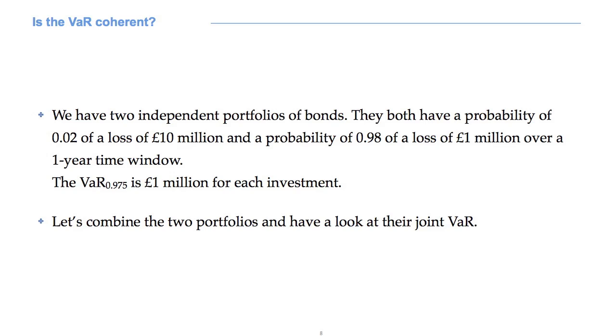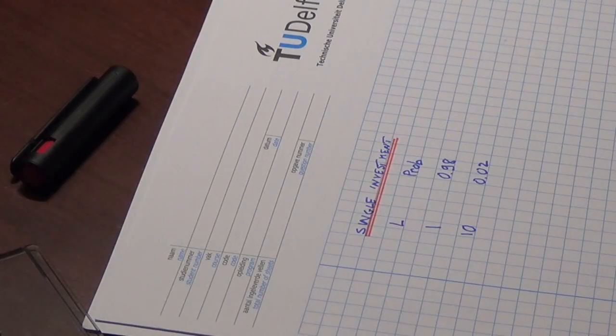We have two independent portfolios of bonds. They both have a probability of 0.02 of a loss of 10 million pounds and a probability of 0.98 of a loss of 1 million pounds over a 1-year time window. The 97.5% VaR is 1 million for each investment. What is the joint value at risk of a portfolio made of the two investments? Since we are assuming independence, computations are rather simple. Let's start by writing down the usual table of losses and their probabilities.